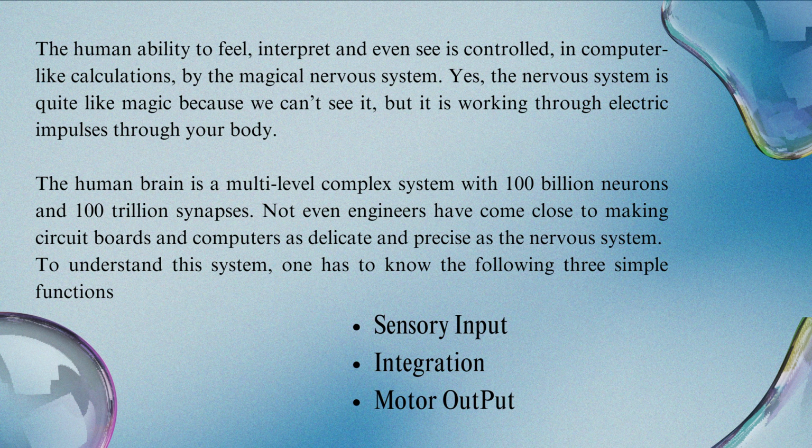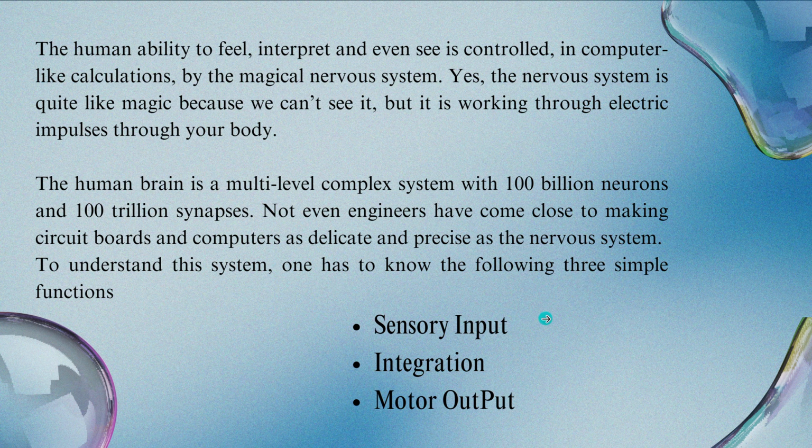If your eyes see fire, then your hands will take immediate action to put off the fire, right? Then how does the connection happen between your eyes and your hands? It is because of the neural system, right? The human brain is a multi-level complex system with 100 billion neurons and 100 trillion synapses. Not even engineers have come across making circuit boards and computers as delicate and precise as the nervous system. To understand this system, one has to know the following three simple functions.